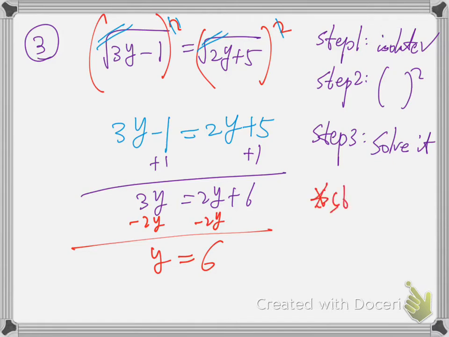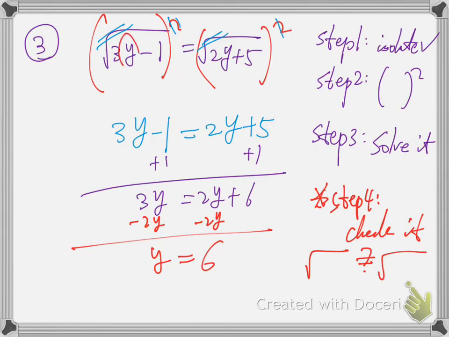A lot of students forget the last step. Check it. We use the original radical equation, square root on the left, square root on the right. If y is 6, we get 3 times 6 minus 1 on the left, and 2 times 6 plus 5 on the right.